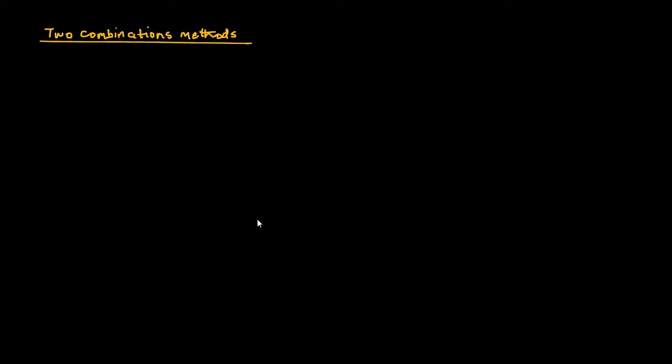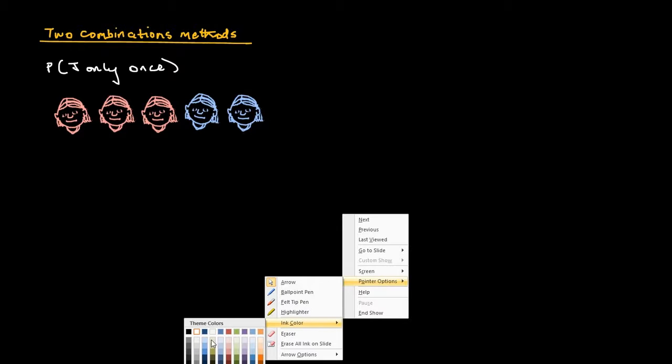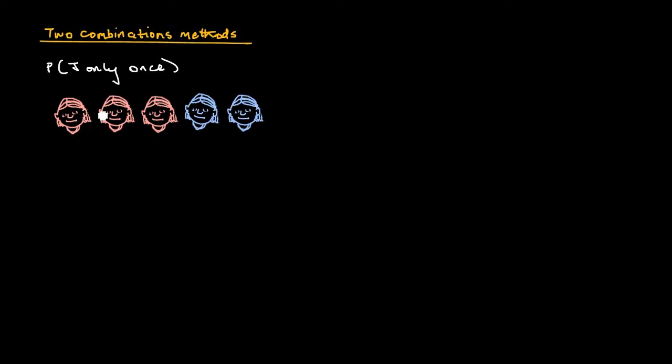So in a netball team, let's write the probability. So 5 people in the netball team, the probability of choosing somebody whose name begins with J only once. And this was an example we had in a previous video. Now, if I illustrate my team using colours, I've got 3 people whose name doesn't begin with J and 2 whose name does begin with J. So I've illustrated that as red and blue.